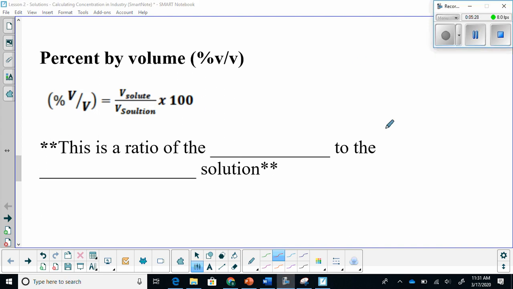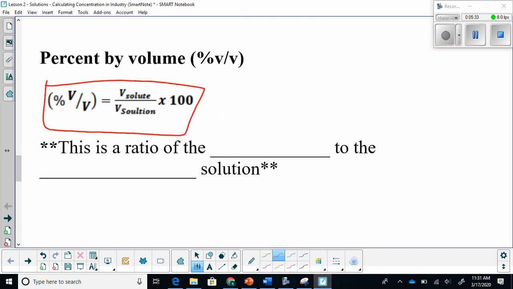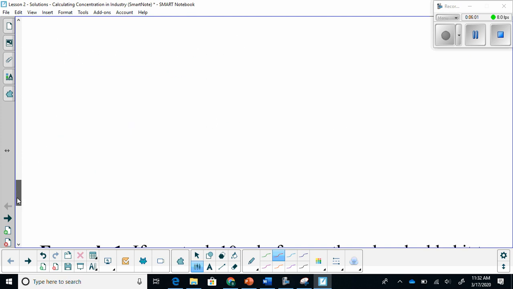Okay, so the formula for percent by volume is listed right here. Volume of the solute over the volume of the solution multiplied by 100, because we're going to get a percent. So this is a ratio of the solute to the total volume of solution. I'll get into details of what that actually means. Let's do an example.